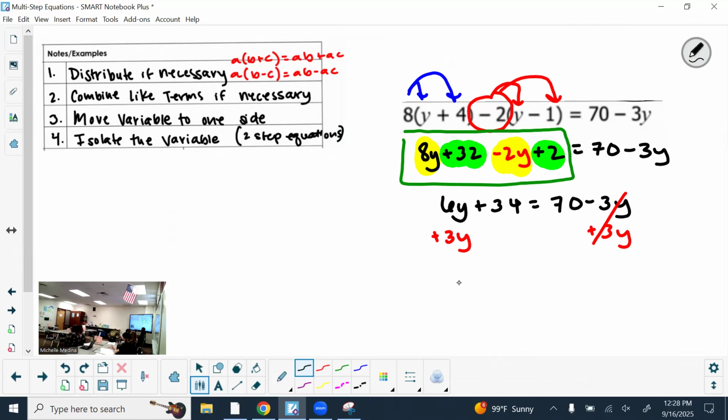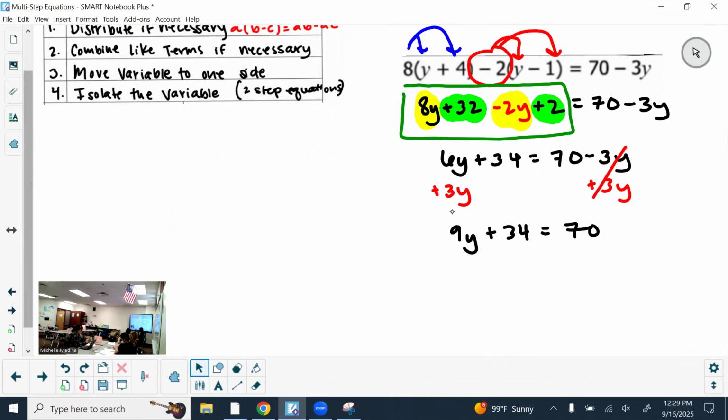Pearson, 6y plus 3y is 9y. Bringing down everything else. So plus 34 equals 70. Now this is the same as what we've been doing. The two-step equation, the isolating the variable. Looking at everything that's being done to it and getting rid of what is farther from it is how you do that. Yes? Okay.